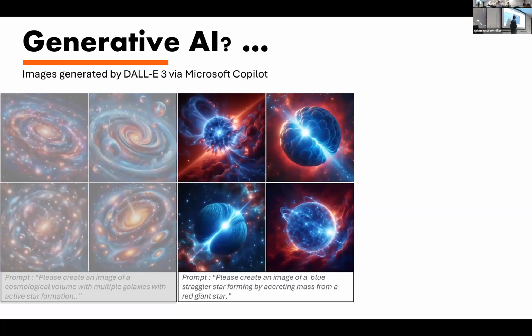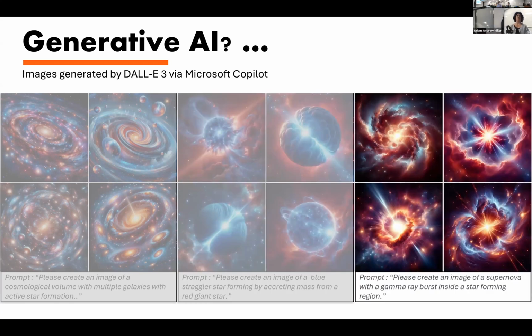Please create an image of a blue straggler star forming by accreting mass from a red giant star. And lots of detail. I mean, it's kind of sci-fi. Some of this is pretty cool. I mean, this is almost like a brain. It's interesting how it had very similar color choices too.